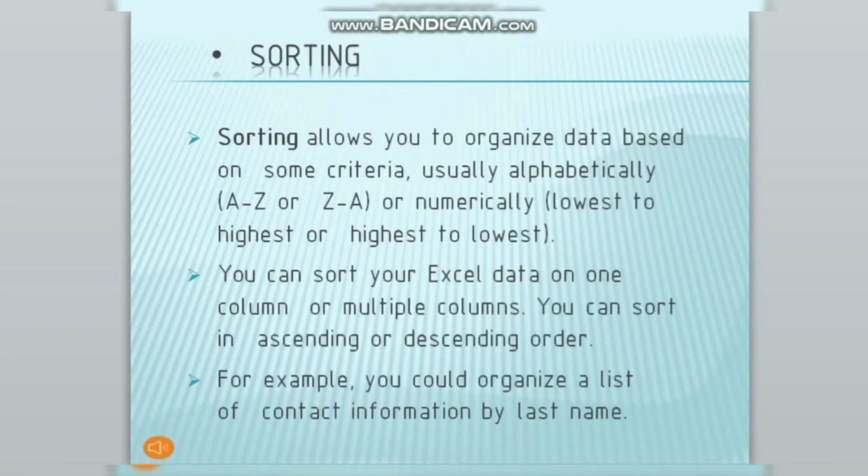Sorting data. Sorting allows you to organize data based on some criteria, that is alphabetically or numerically. You can sort your Excel data on one or multiple columns. You can also sort in ascending or descending order. For example, you could organize a list of contact information by their last name, middle name, etc.